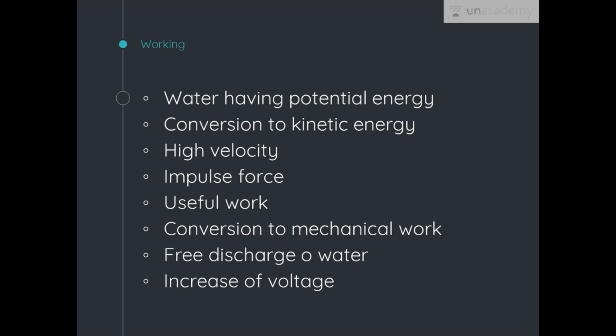In operation, the water from the reservoir having potential energy flows through the penstock and enters the nozzle. As water flows through the nozzle, the potential energy of water is completely converted into kinetic energy. The high velocity jet of water issuing from the nozzle impinges on the curved blades fixed around the runner wheel. The impulse force due to the high velocity jet of water sets the runner wheel into rotary motion. Hence, the shaft coupled to the runner wheel also rotates, thereby doing useful work. Thus, the potential energy of the water is converted into mechanical work.